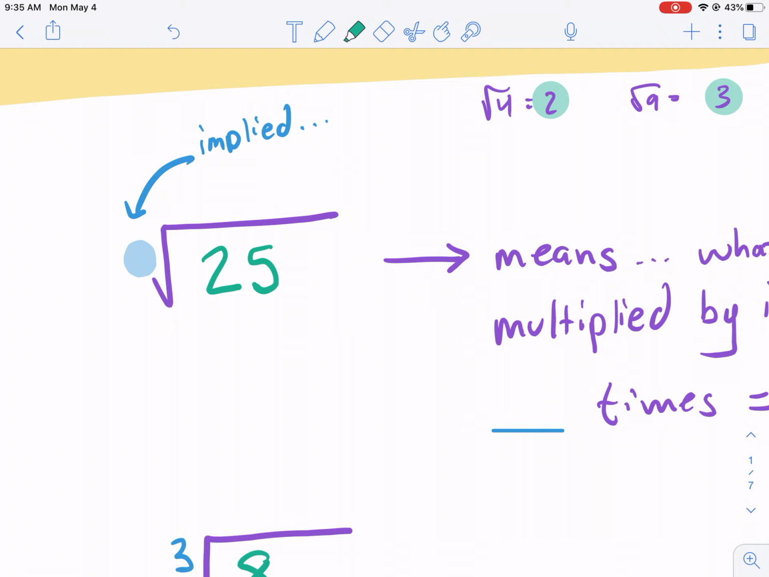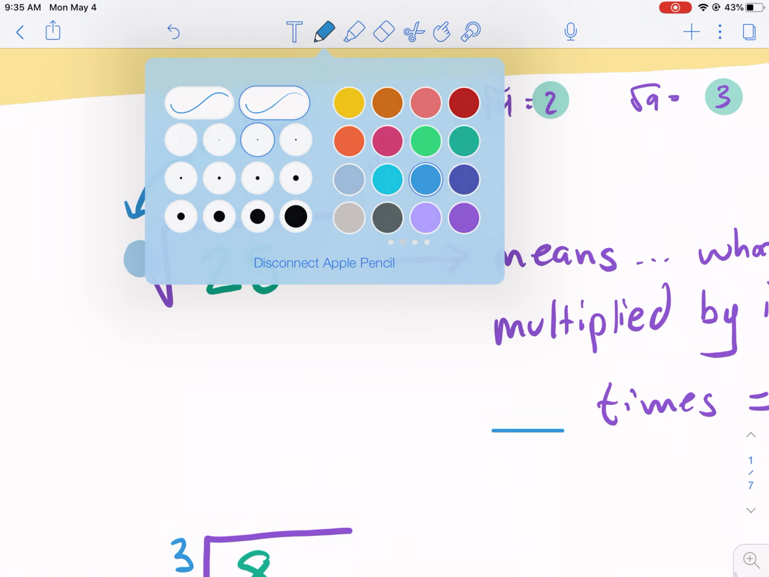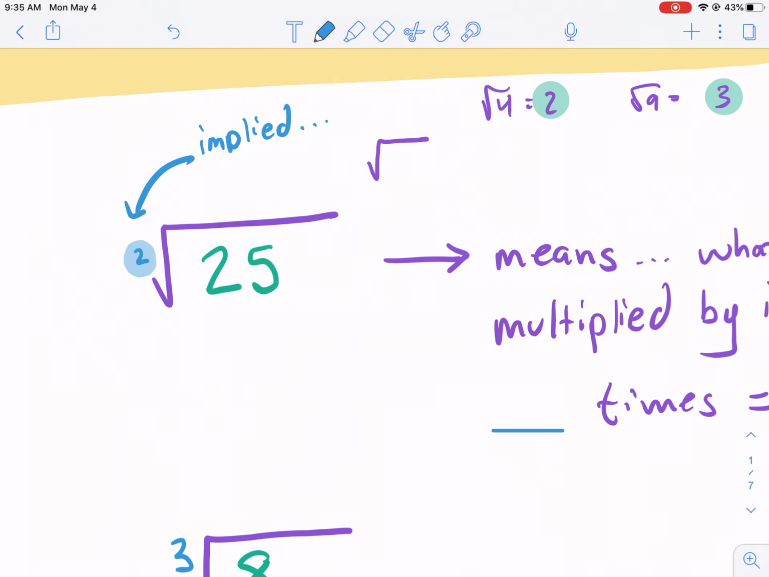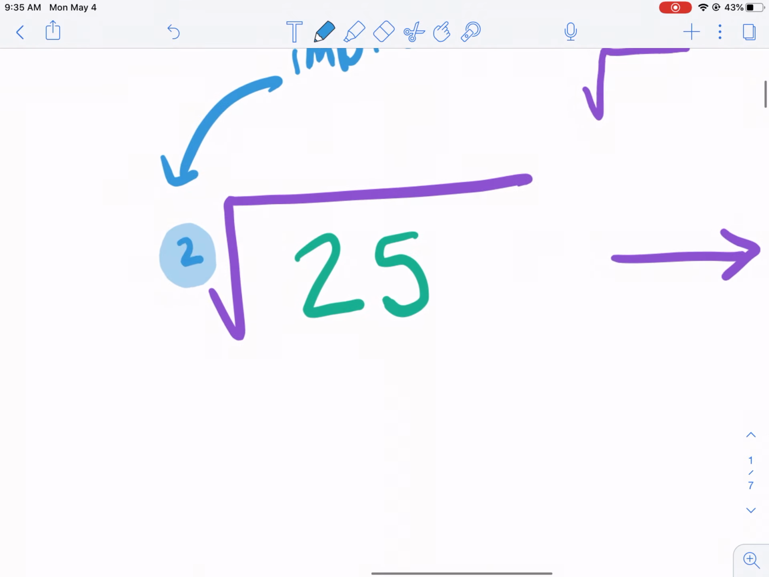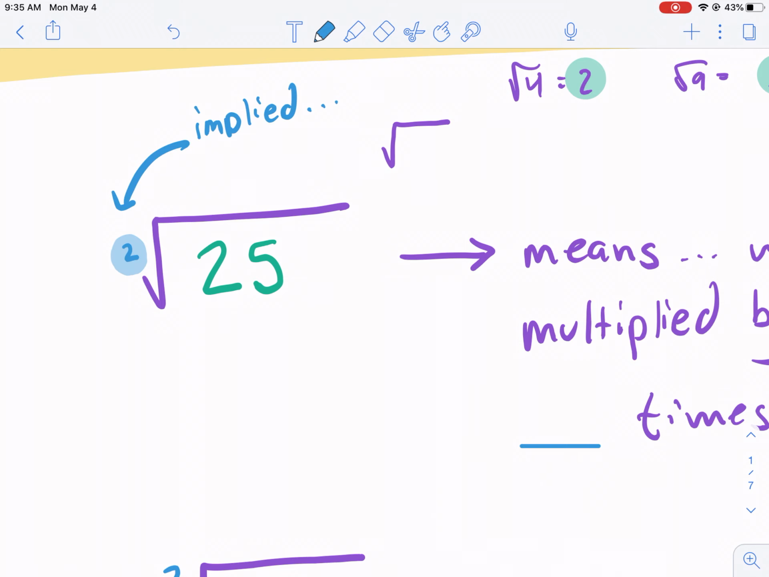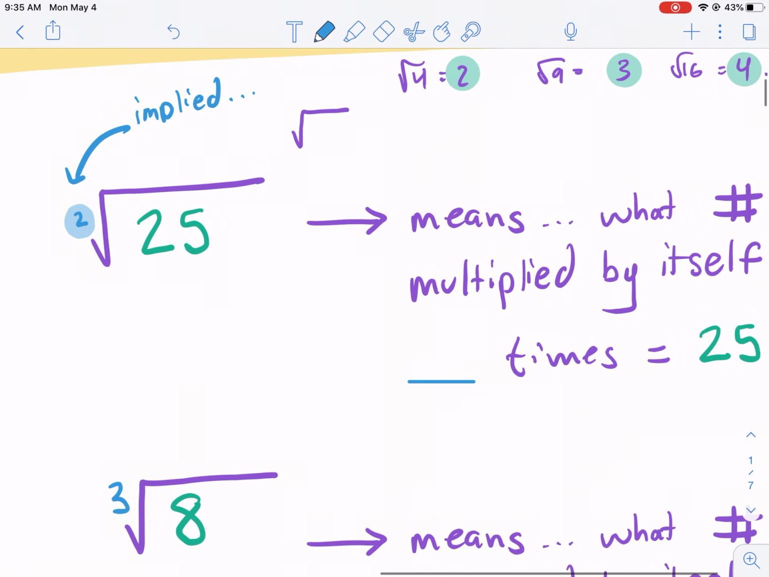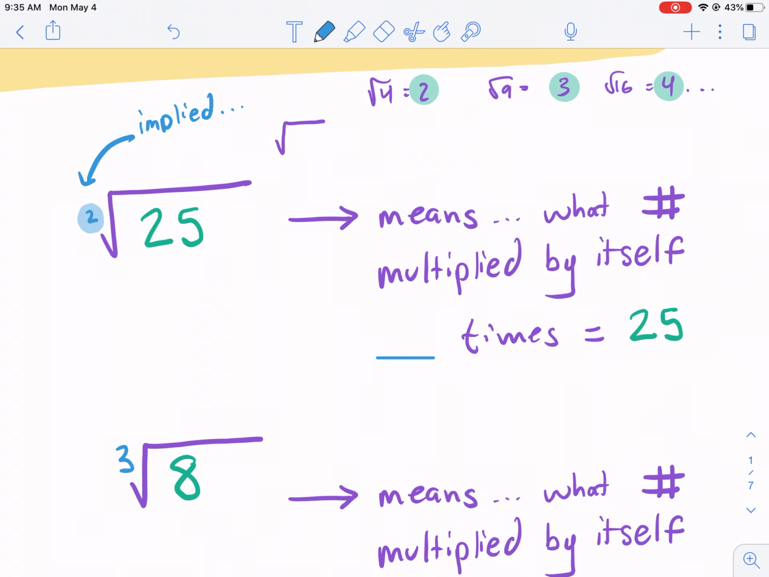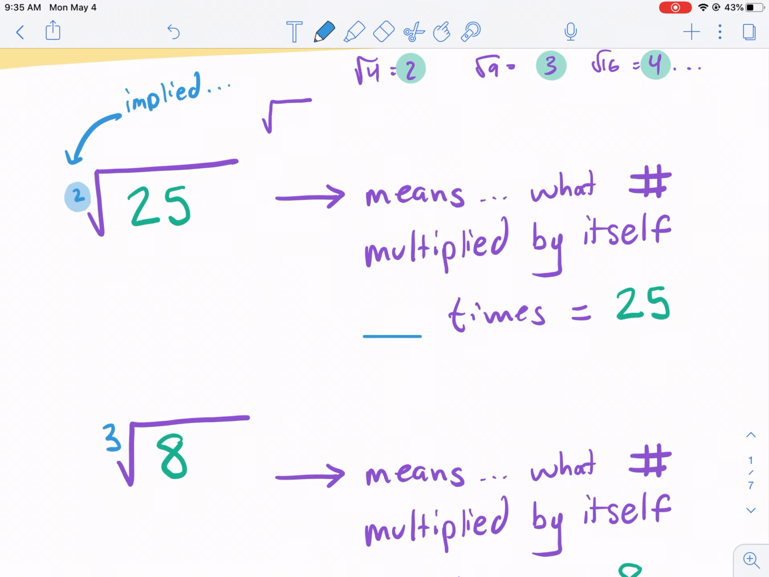Now, how do I know it's twice? Well, a square root is written like this, and it's implied that there is a 2 there, but you don't write the 2 because the basics of radicals is the square root. It's implied that there's a 2 there, but it's not written, ever. So if you see it written, that's more the exception than the rule. So what number times itself twice equals 25? That's what a square root is.